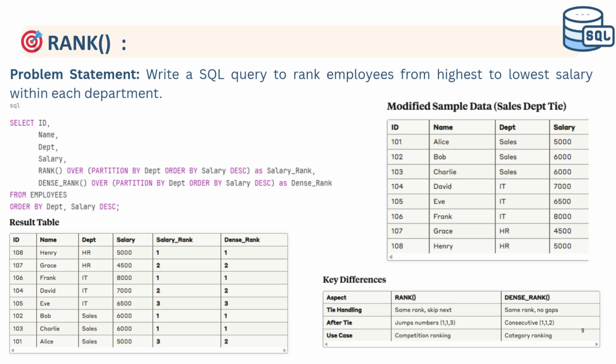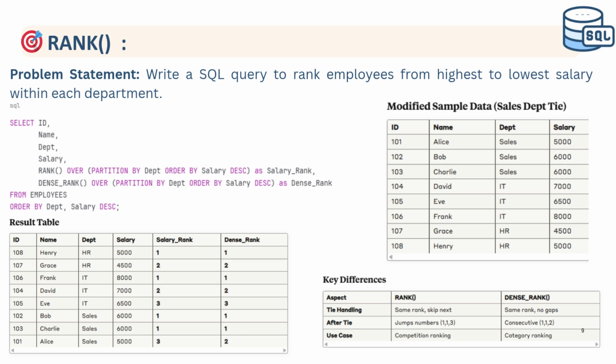When Bob and Charlie tie at 6,000 salary, both get rank 1 in RANK and DENSE_RANK functions, whereas for the next person, Alice, the RANK function gives her 3 and skips 2, unlike DENSE_RANK, which gives her 2 with no gap, hence it is called dense rank. Let's analyze the result in detail.